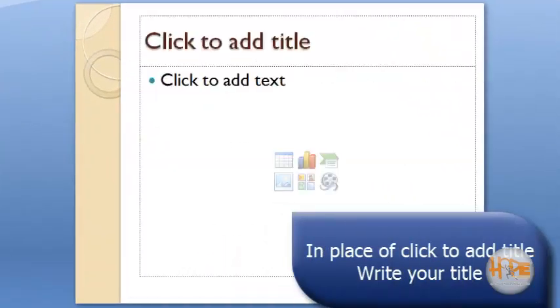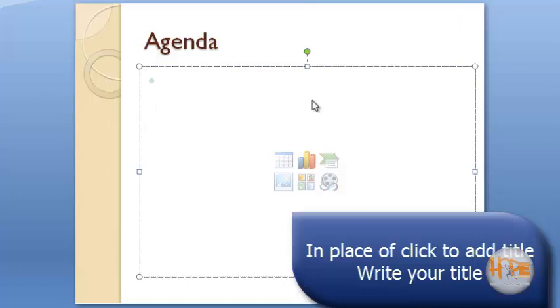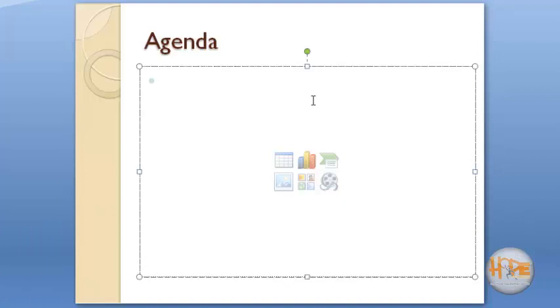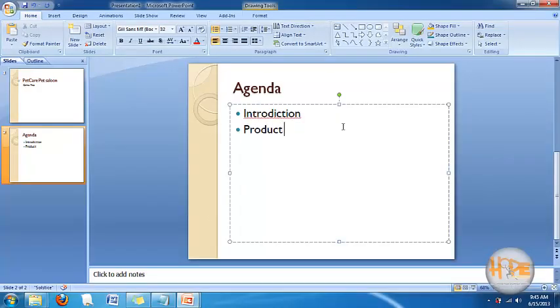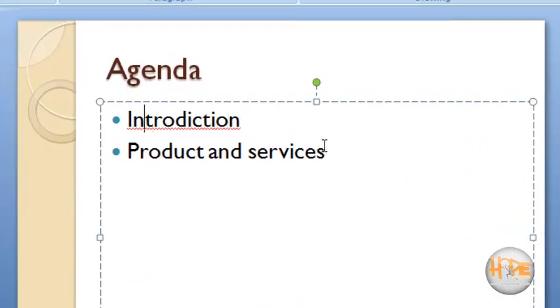So I have already entered some text into the PowerPoint presentation slide. So I want to now create a new slide, named Agenda, in which I want to enter some text like these: introduction, product and services, and break. So I'm writing introduction, product and services. Now see here, Microsoft PowerPoint is saying that the spelling is not correct.